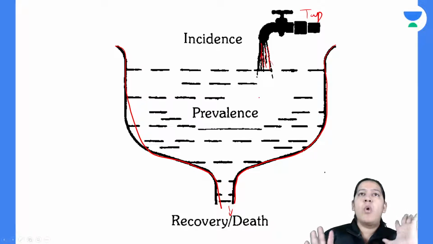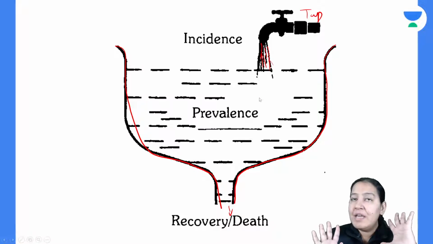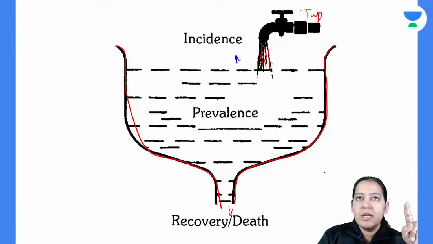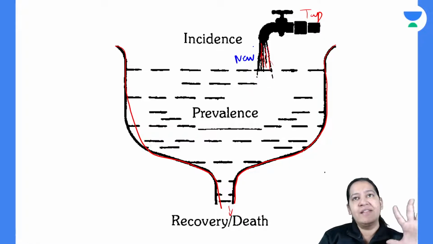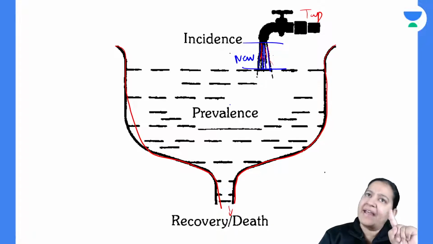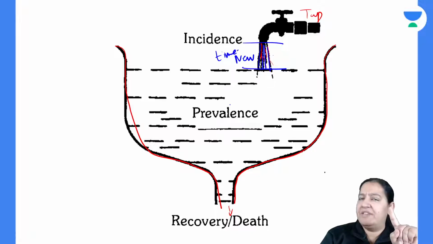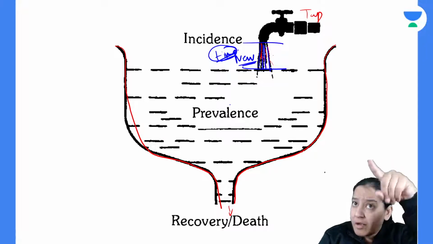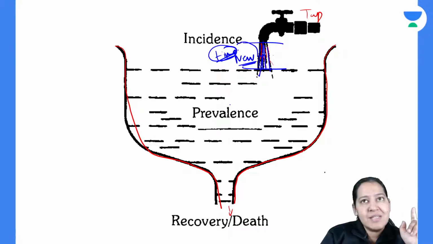So what is the incidence here? Incidence is the new cases which are added, so that is the new water. If I decide the time as 1 hour, in 1 hour, how much new, fresh water is coming? It is not the old, it is the fresh one, right? The new one in 1 hour, 1 minute, I can say any time specifier: 1 hour, 1 minute, 1 day, 2 hours. That is my time specifier. How much new water is coming, that is the incidence. So incidence is the new water.